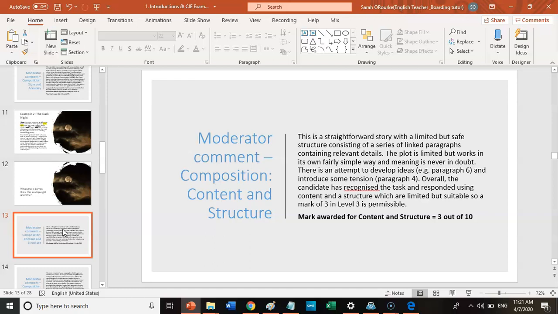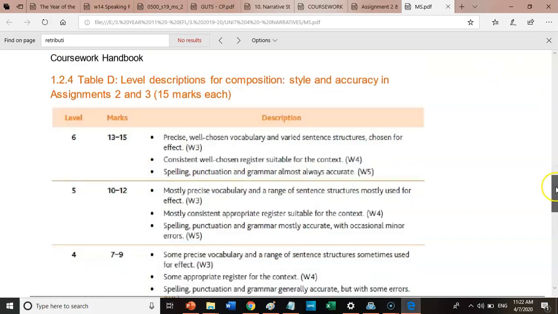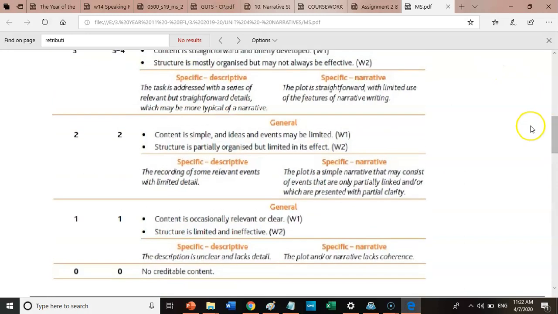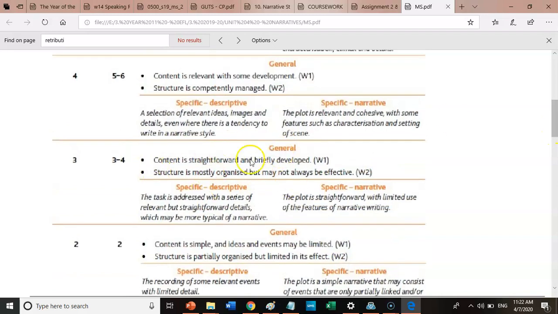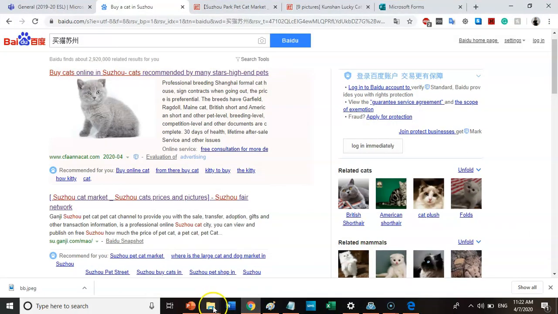So CIE, yeah, they've not given it a terribly good mark. They've given it a 3 out of 10 for content. So if we go here, that means that it's here. 3 out of 10. Straightforward, briefly developed, not always effective, straightforward, limited use of features of narrative writing.